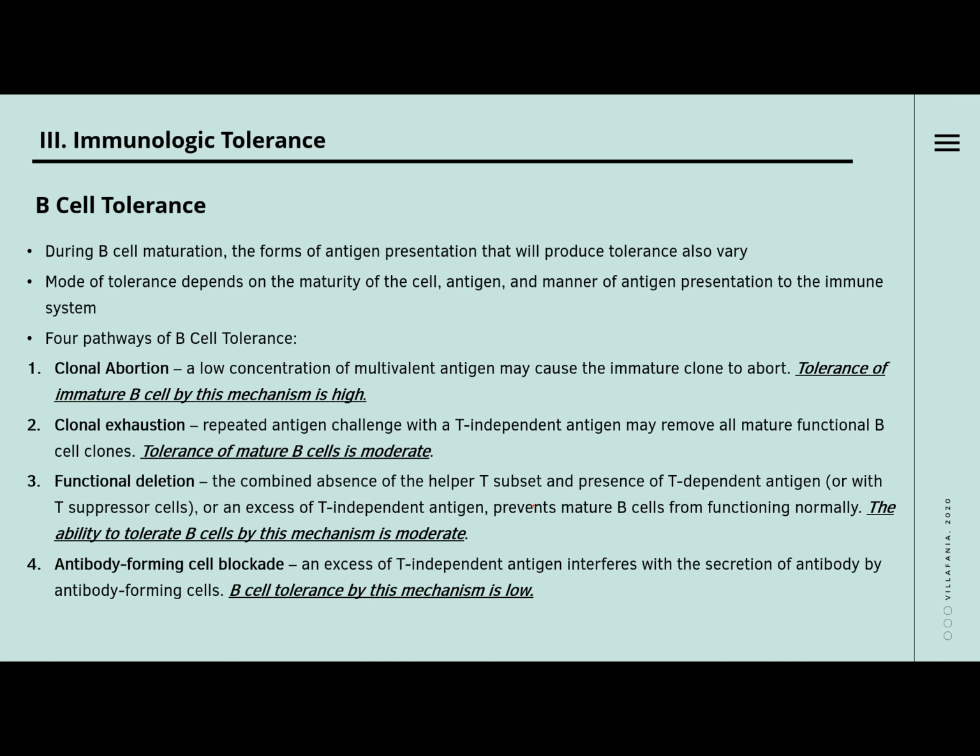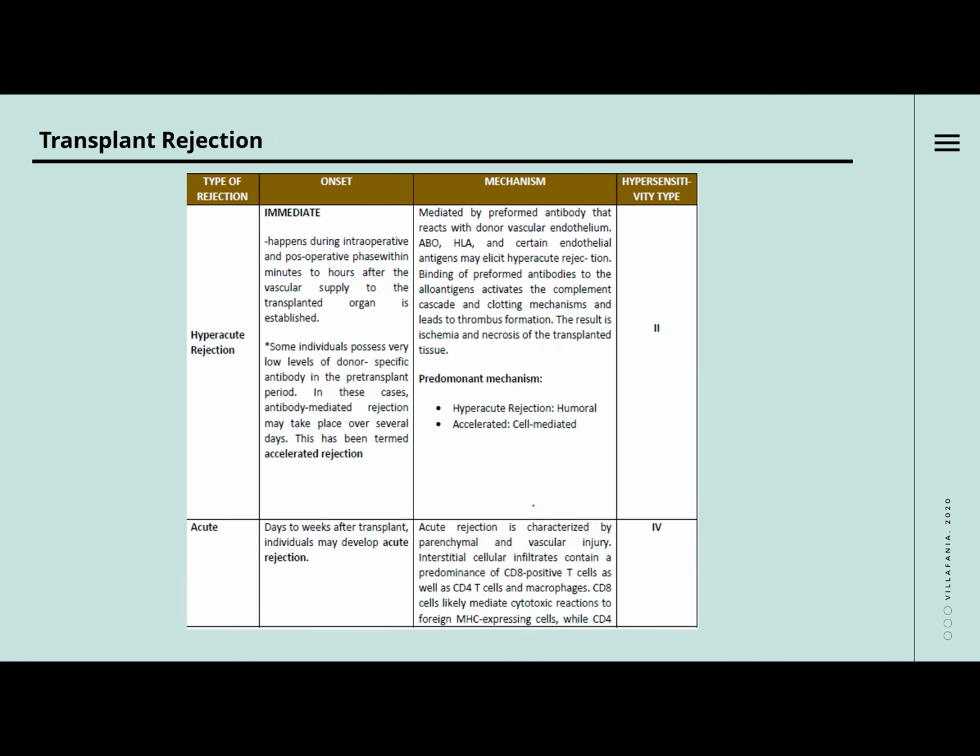And the last, excuse me, the last pathway for B cell tolerance is the antibody forming cell blocking. An excess of T-independent antigen interferes with the secretion of antibody by antibody forming cells. B cell tolerance by this mechanism is low. So please memorize this class.